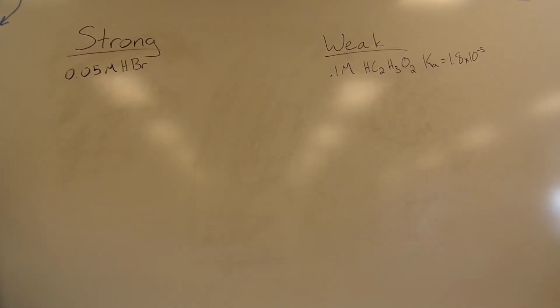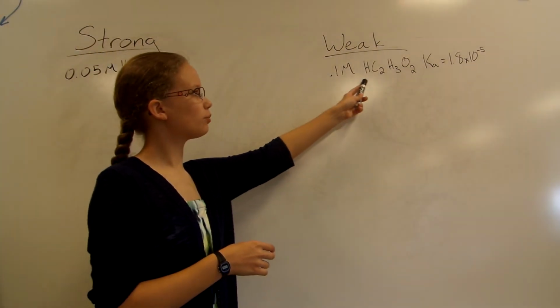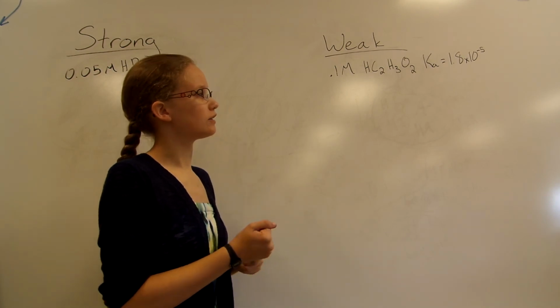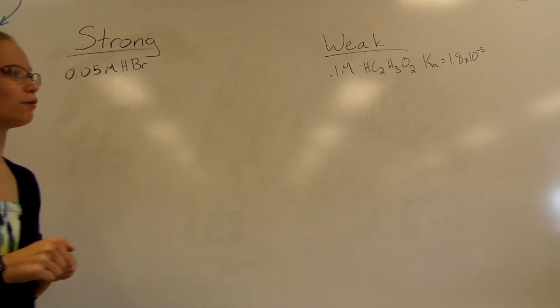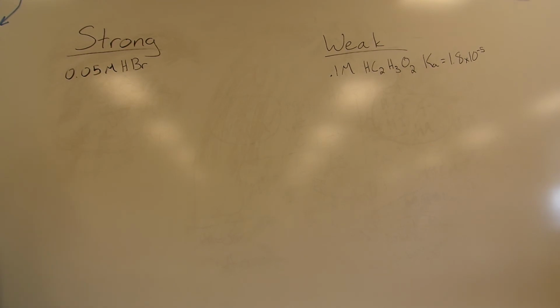For a practice problem for you to try on your own, we're going to have 0.05 molar HBr, which is a strong acid, and 0.1 molar acetic acid, which has a Ka of 1.8 times 10 to the negative 5th. You can pause the video now to work this out on your own, and then I will show the answers.